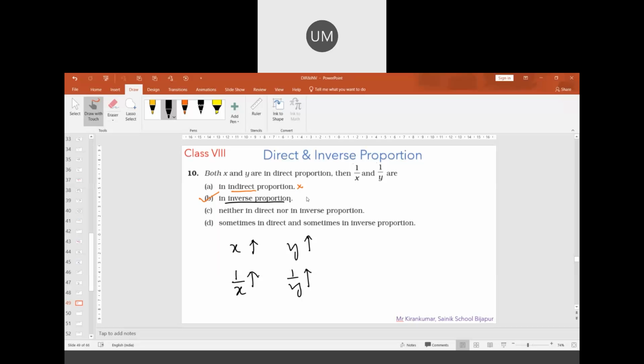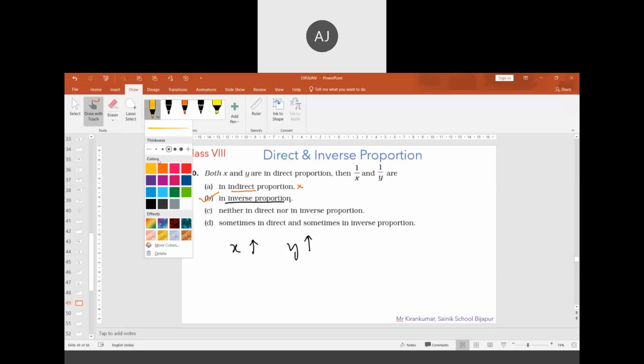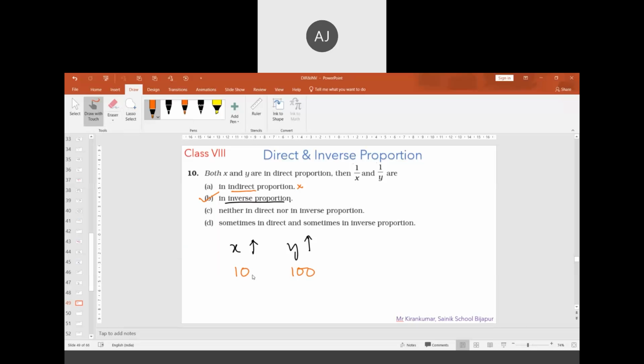Is it like that? Sir, how will it be? I also have the same question here. Sir, in X and Y we can put different numbers, then we can check. Yes, let us take x as 10 and let y be 100. If x value is 10, y value is 100. What about 1 by x? 1 by 10. And 1 by y is 1 by 100.